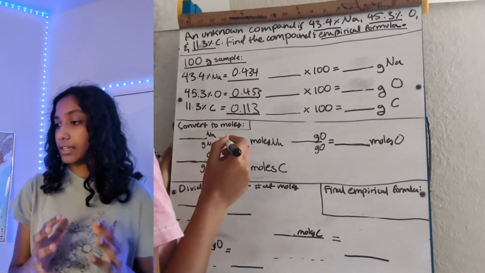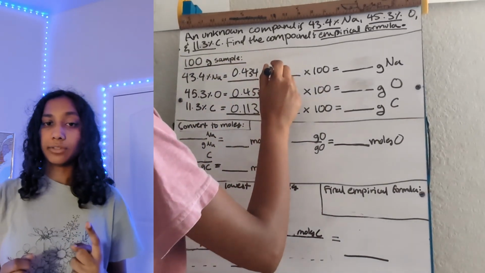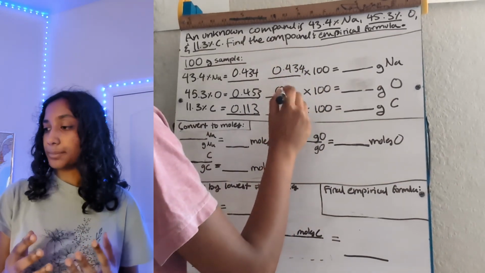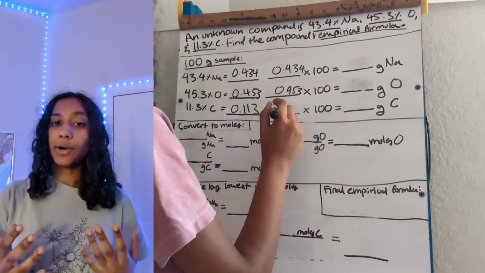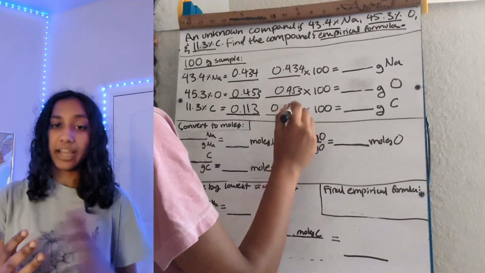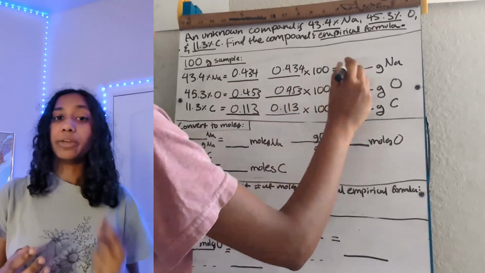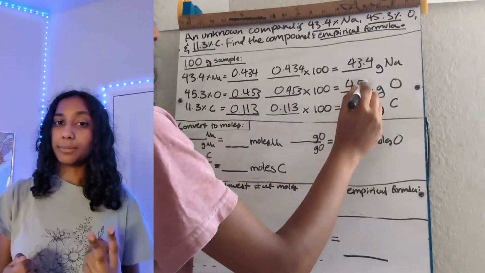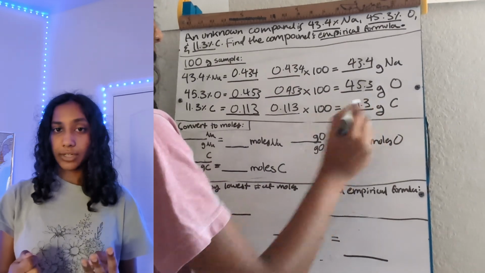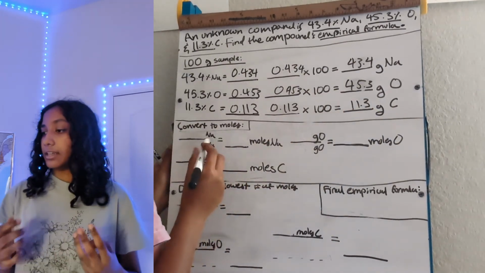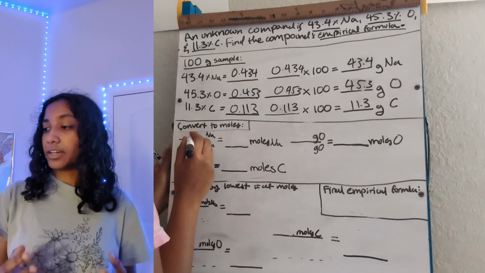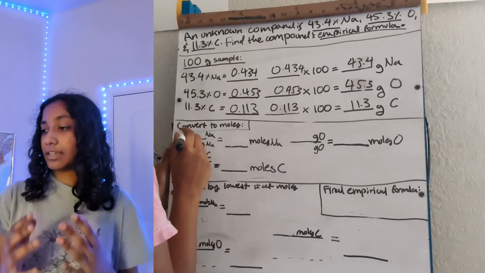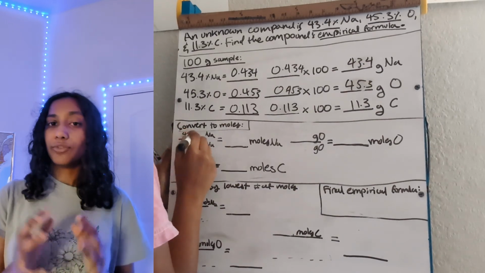of this compound. If we have 100-gram samples of this unknown compound, we can multiply the 100 grams by these percentages to find out how many grams of each atom we actually have. So we have 43.4 grams of sodium, 45.3 grams of oxygen, and 11.3 grams of carbon. Now that we have these masses, we're going to divide each of these masses by the molar mass of the compound to get the number of moles.